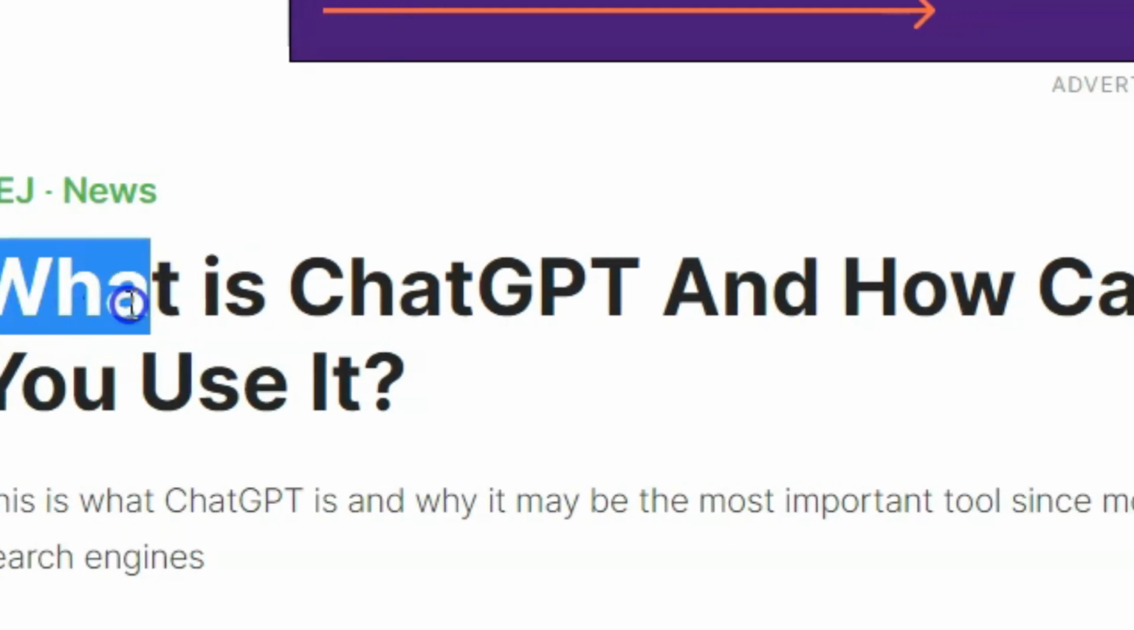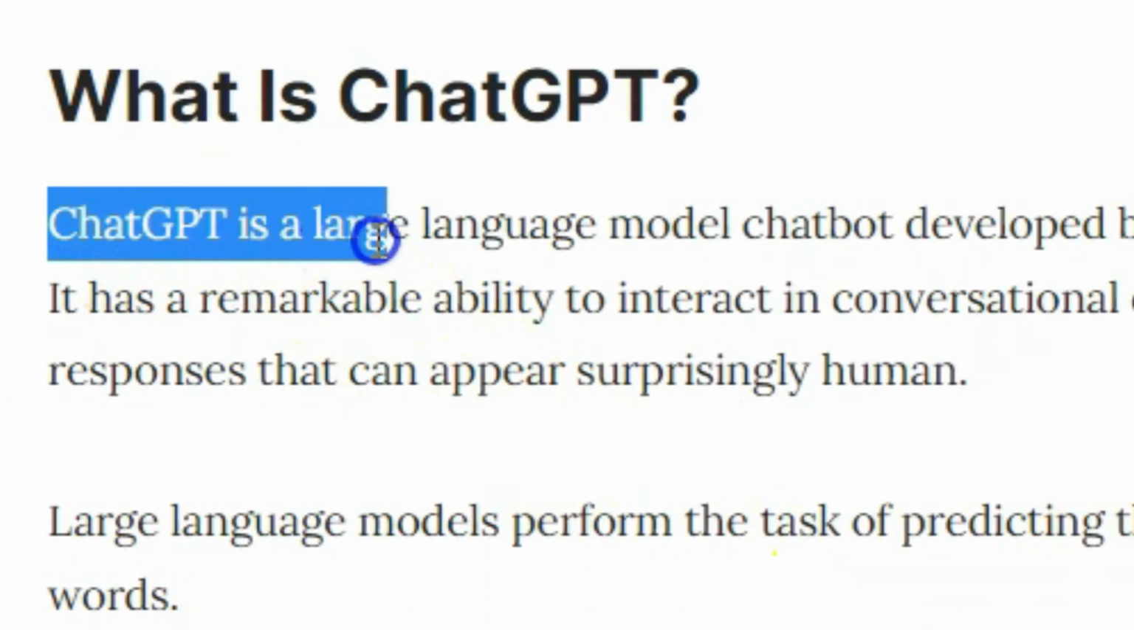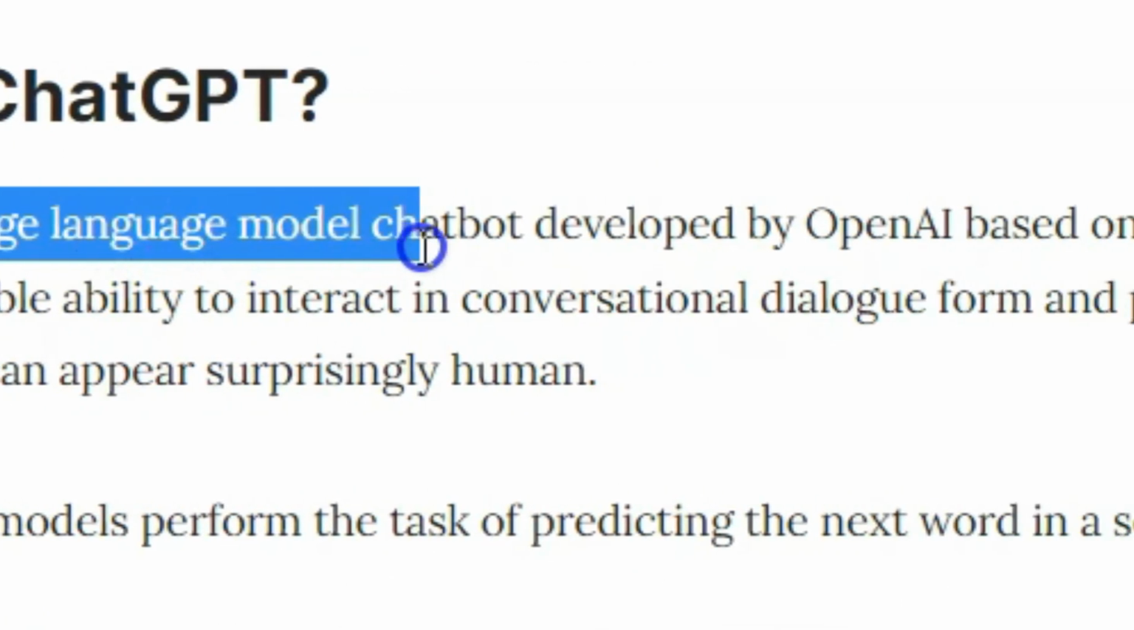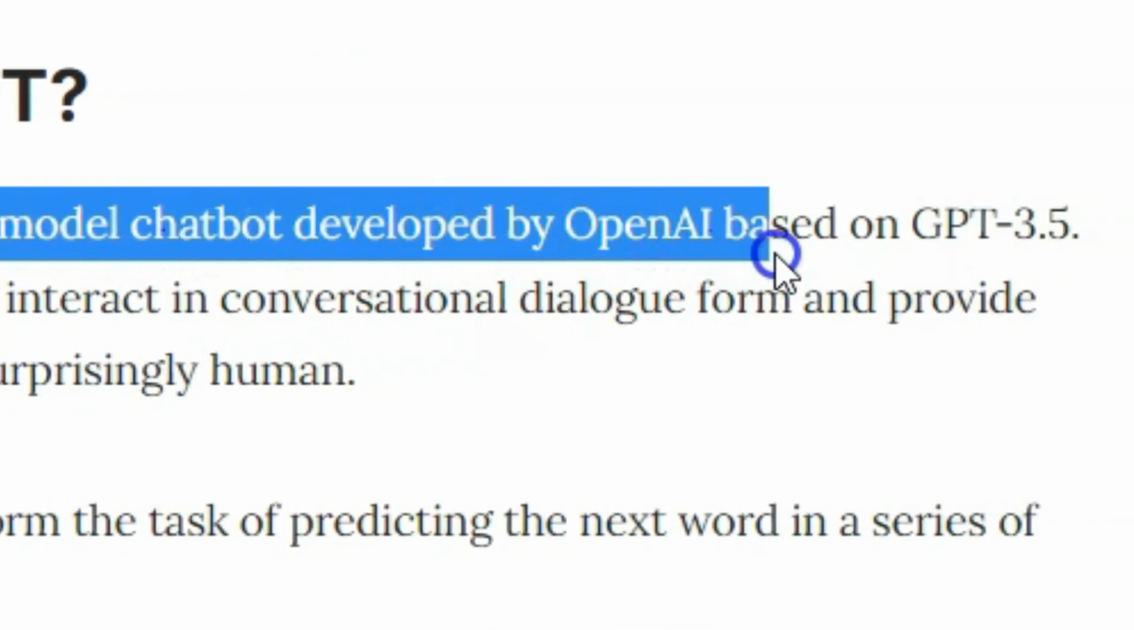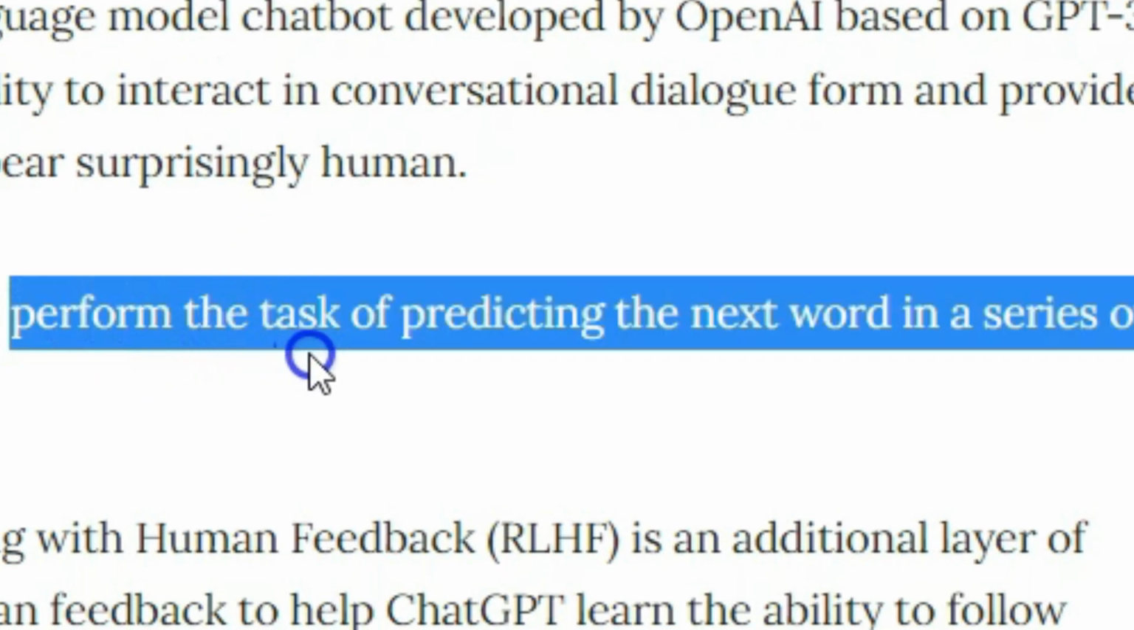Most people have started asking, what is ChatGPT and how can you use it? ChatGPT is a large language model chatbot developed by OpenAI based on GPT 3.5. It performs the task of predicting the next word in a series of words. In other words, it's an AI writing tool that's designed to write text based on information you give it.